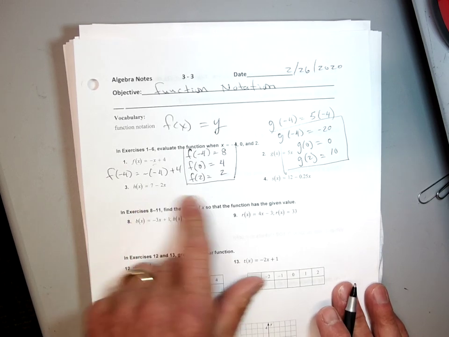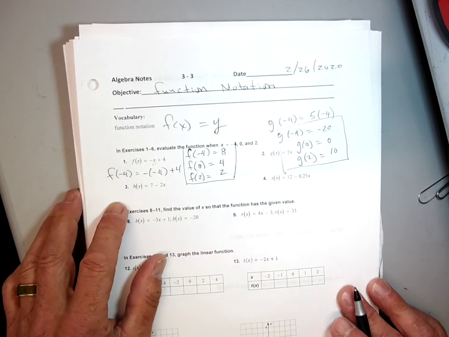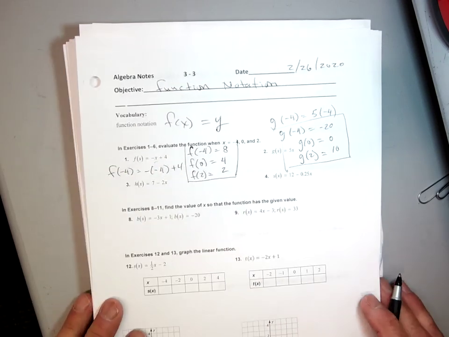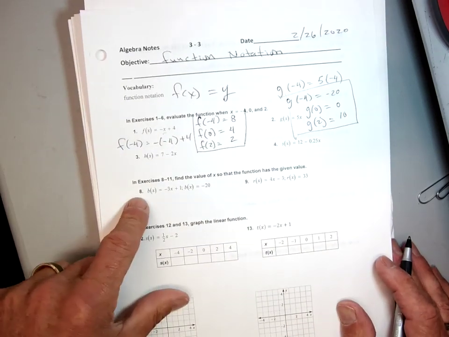We don't need to do 3 and 4. Well, maybe I'll do, no, I won't do 3 and 4. We'll do those later, okay? Or maybe we won't do them at all, okay? Let's look at number 8, okay?